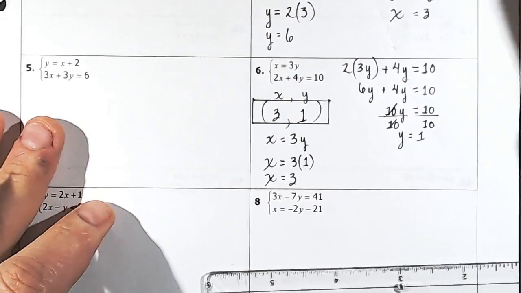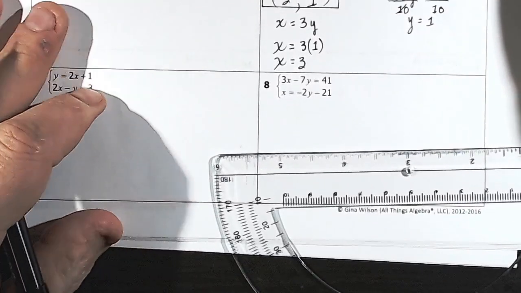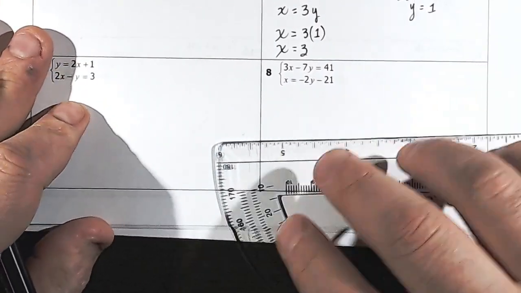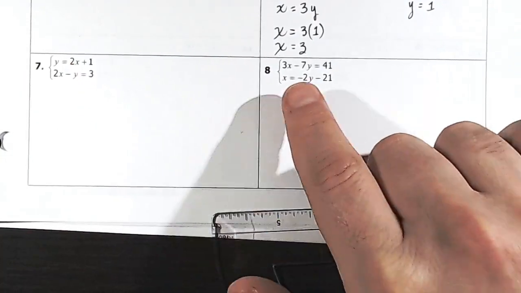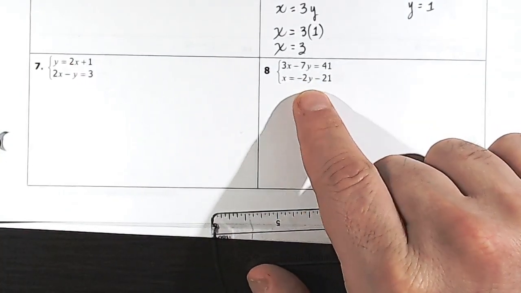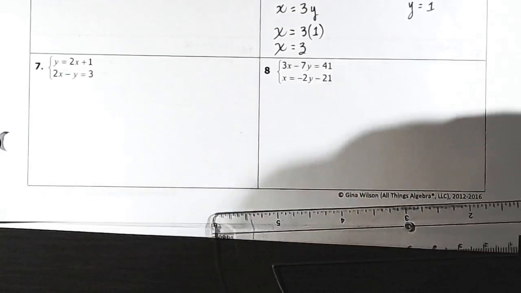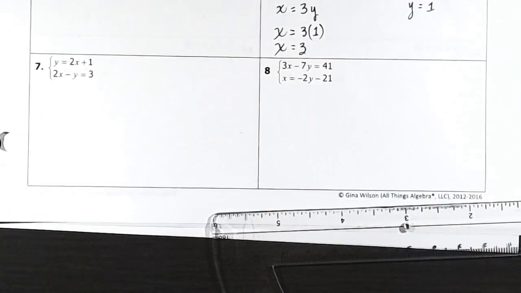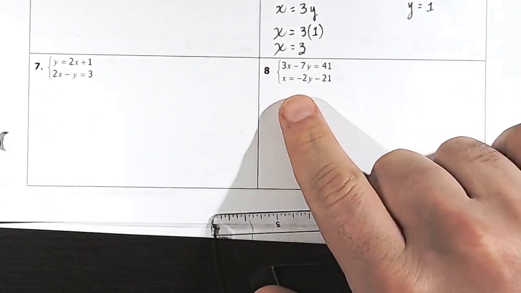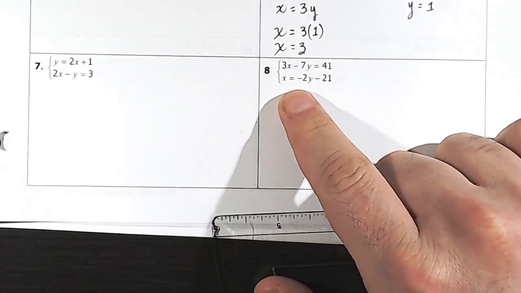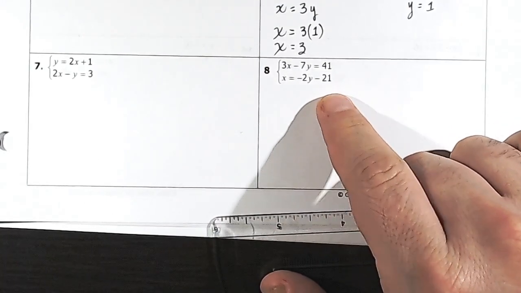Okay, that's number 6. Moving on to number 8. In number 8, we notice that the bottom equation is already solved for x, so we're good to go with step 1. Check to make sure that you've got at least one equation solved for one of the variables. X is equal to this whole thing, negative 2y minus 21.